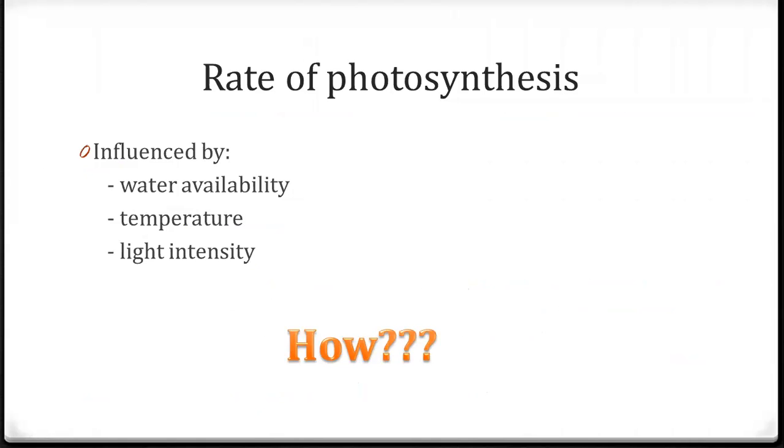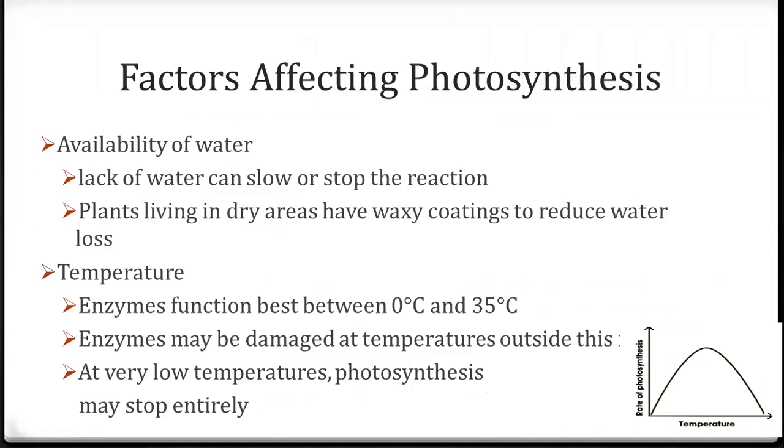The rate of photosynthesis can be influenced by water availability, temperature, and light intensity. In terms of water, the lack of water can slow down or stop photosynthesis altogether because it's one of the reactants. So plants living in dry areas, like the desert, have waxy coatings to reduce water loss, so that photosynthesis can still occur.